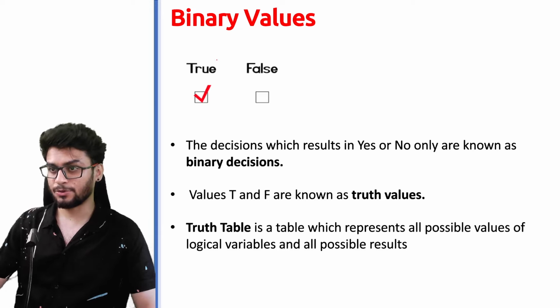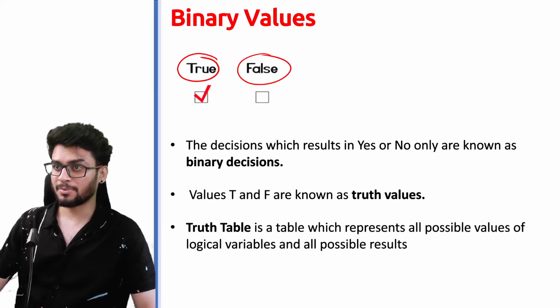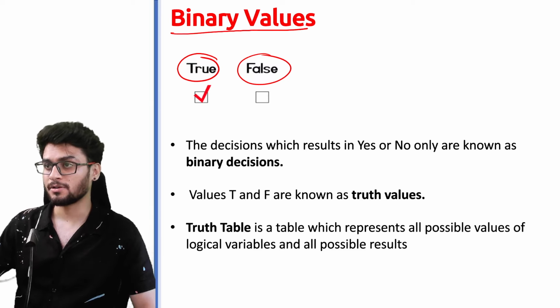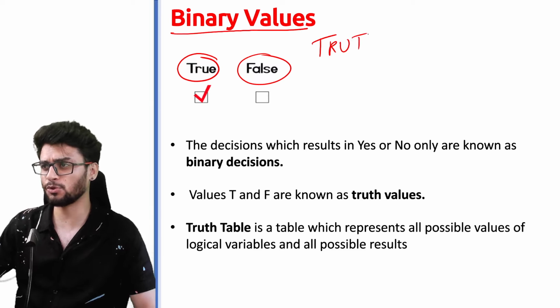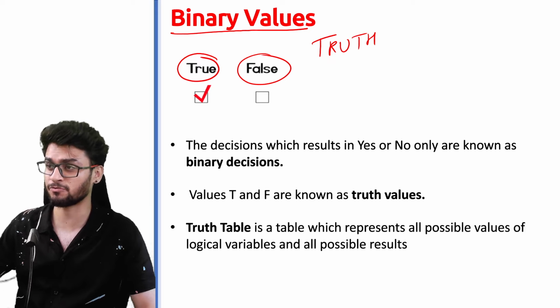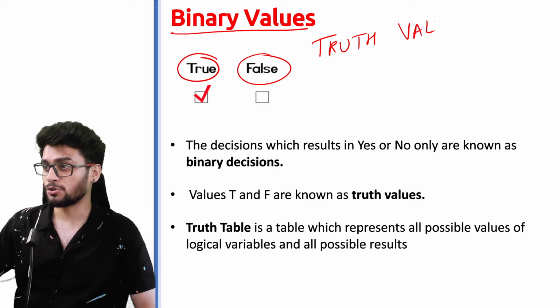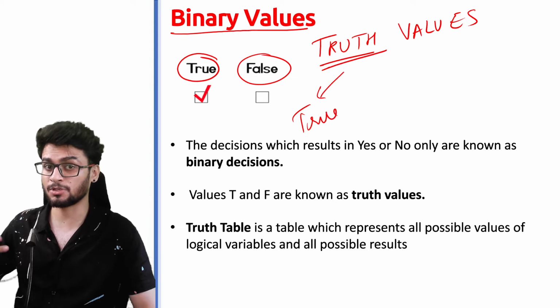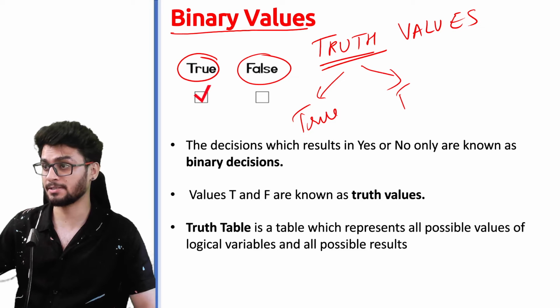So ये जो दो values हैं, if you remember, they are called binary values, but they are also called truth values. Don't need to remember this, just for your information. इनको हम लोग truth values भी बोलते हैं. So truth value can either be true, which tells us about the truth. Is it true or is it false?